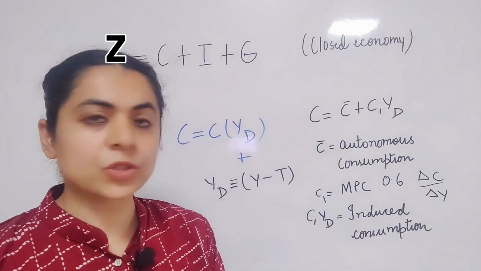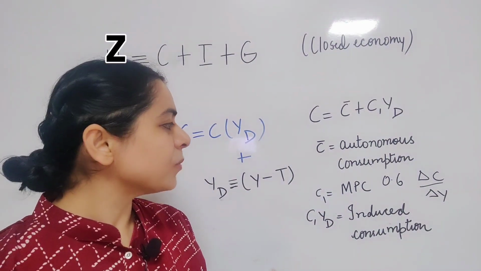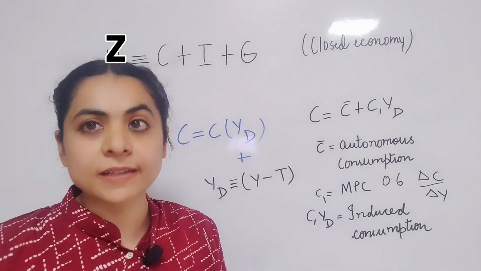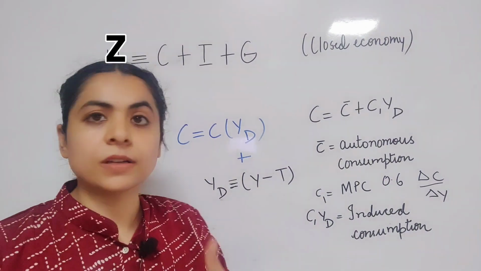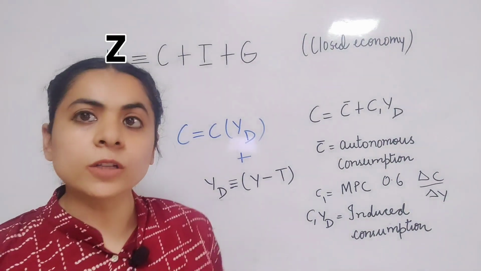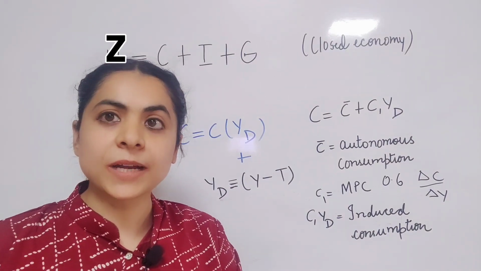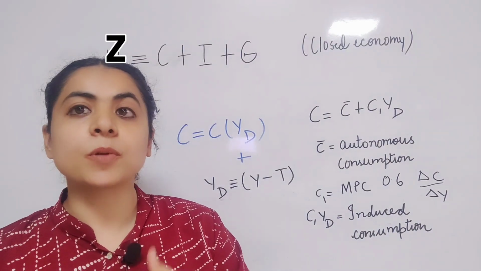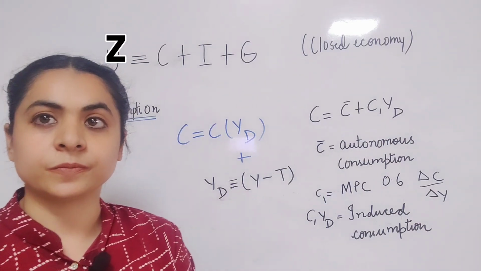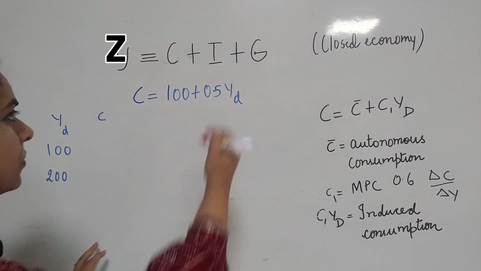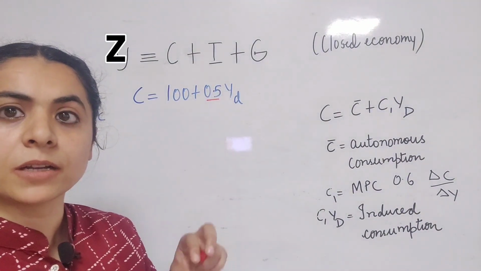Next, we have induced consumption. Unlike autonomous consumption, induced consumption changes with an increase in income. So as disposable income increases, induced consumption increases. Overall, with an increase in disposable income, consumption expenditure increases, but at the same time, the proportion of income spent on consumption falls. Here we have a linear consumption function where this 0.5, which represents marginal propensity to consume, will remain constant.